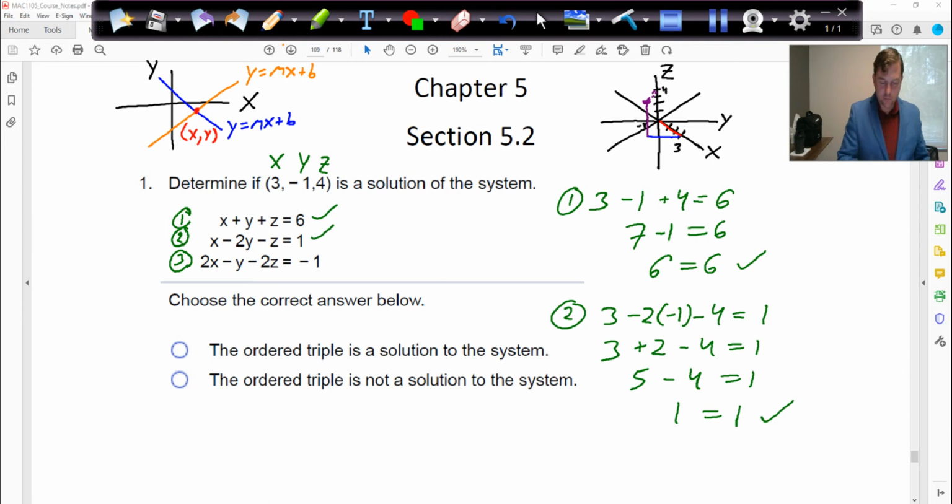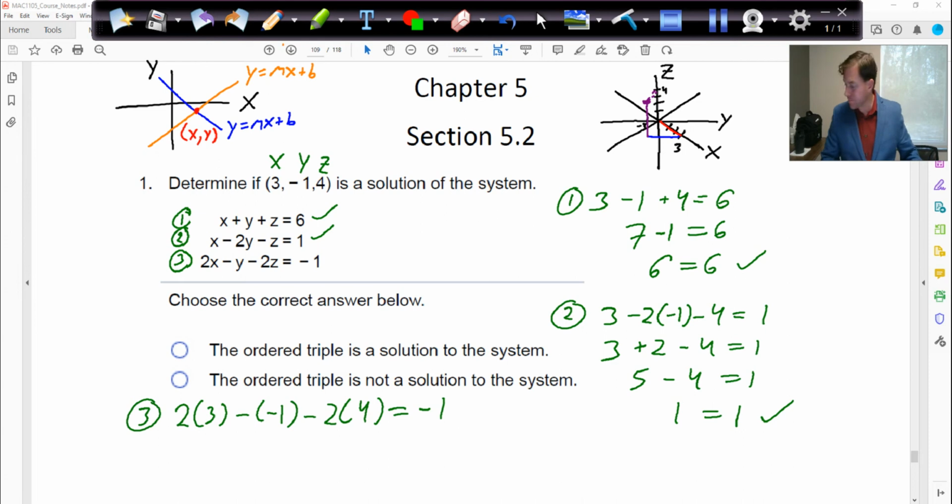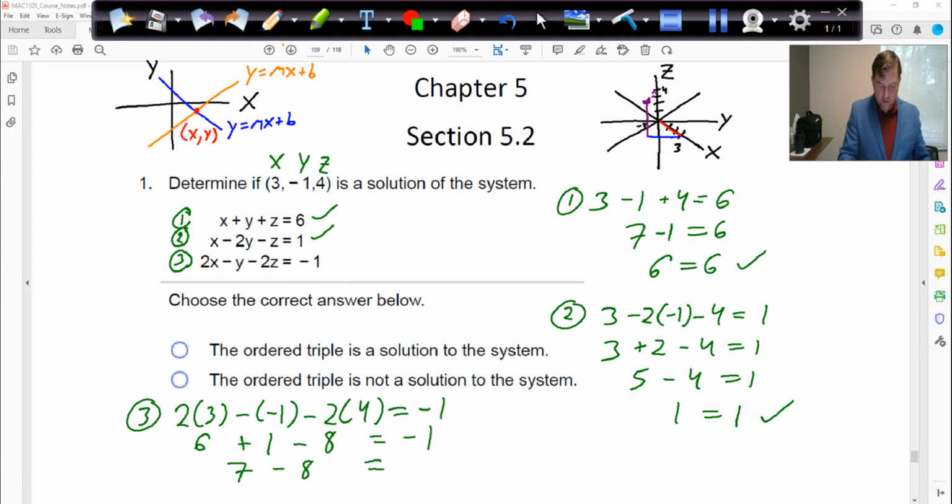Checks out. Now we try equation 3. X is 3, y is minus 1, z is 4. Does that equal minus 1? We're going to get 6 plus 1 minus 8. That's 7 minus 8. That's minus 1 equals minus 1, it checks out. So because this point makes all three equations balanced, it is a solution of the system.